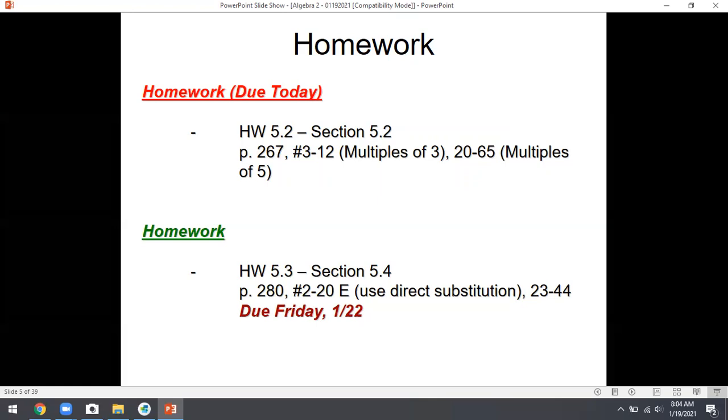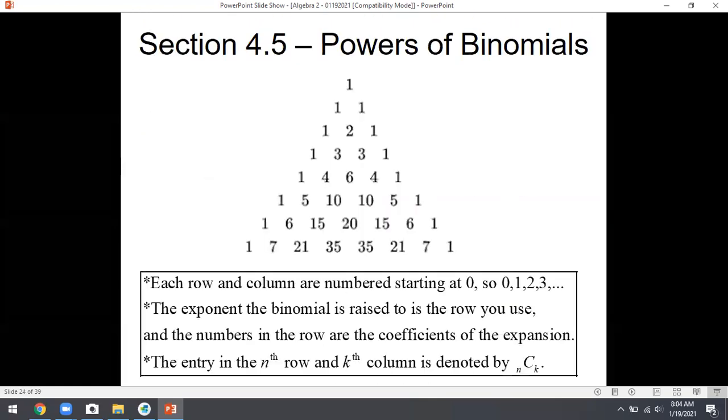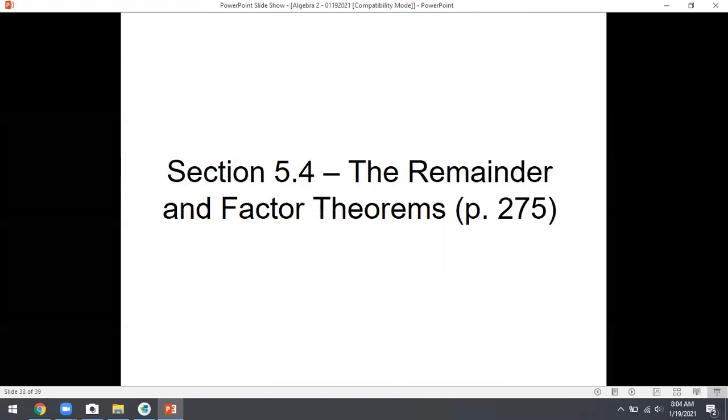Okay, so notes. Here we go. Section 5.4. It's going to be good today. Good stuff. Title of it is The Remainder and Factor Theorems. You might want to get your calculator out, too.